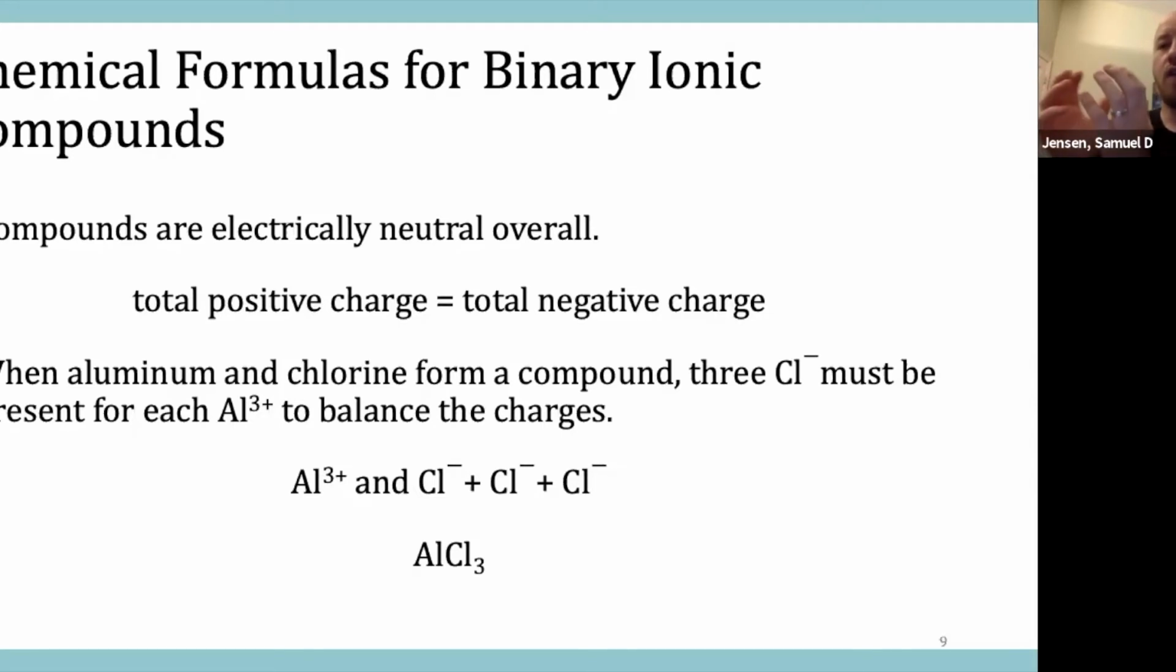So if I only have one chlorine, that doesn't make a balanced molecule. That doesn't make a charge neutral molecule. That's why I need 3 chlorines, or 3 chlorides, because I need to balance their charge against the +3 for the aluminum. That is how and why the molecules form the way they do: to balance those charges.